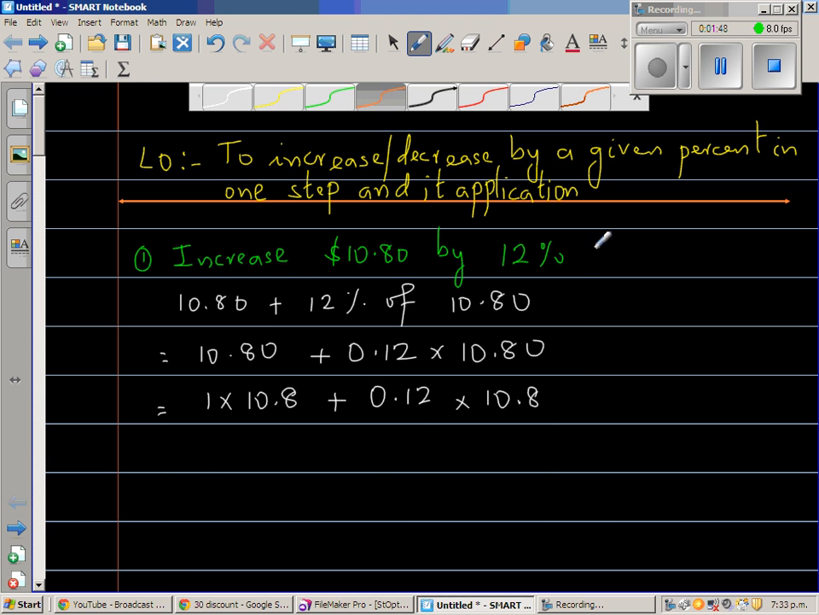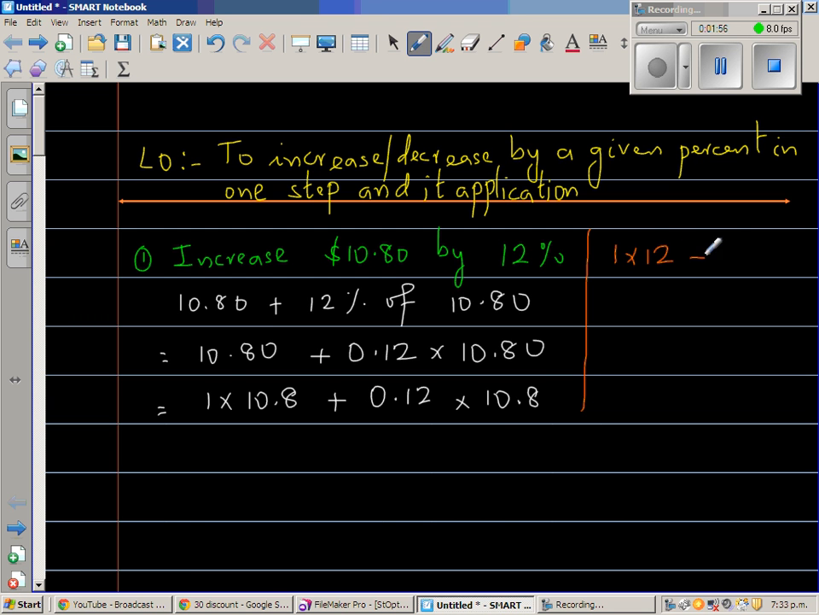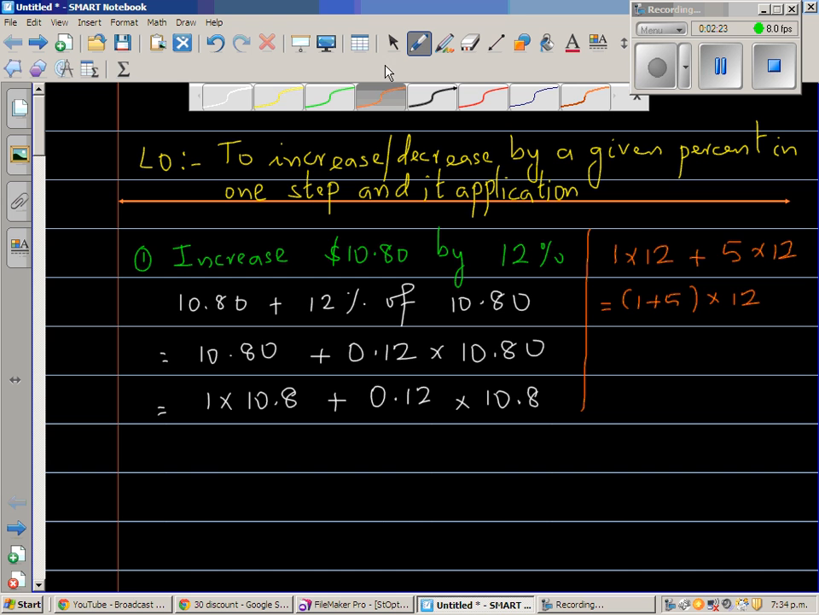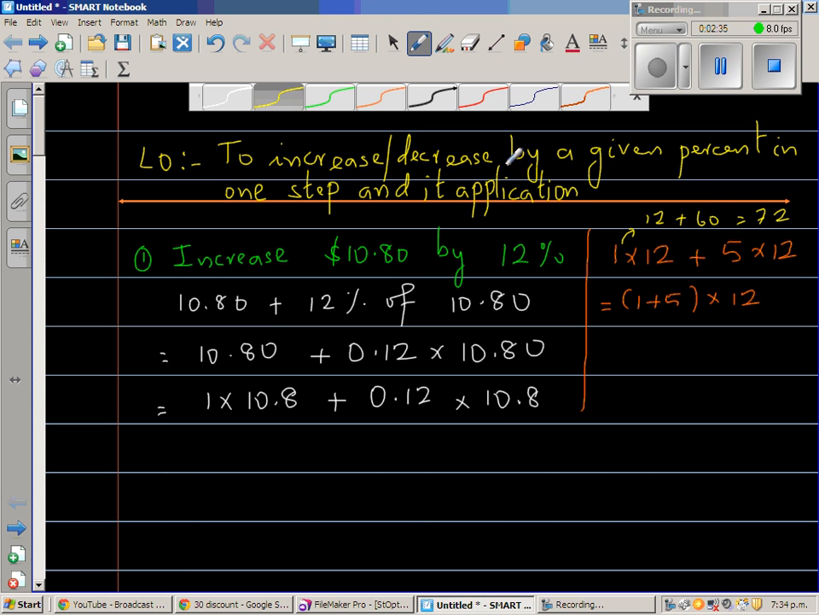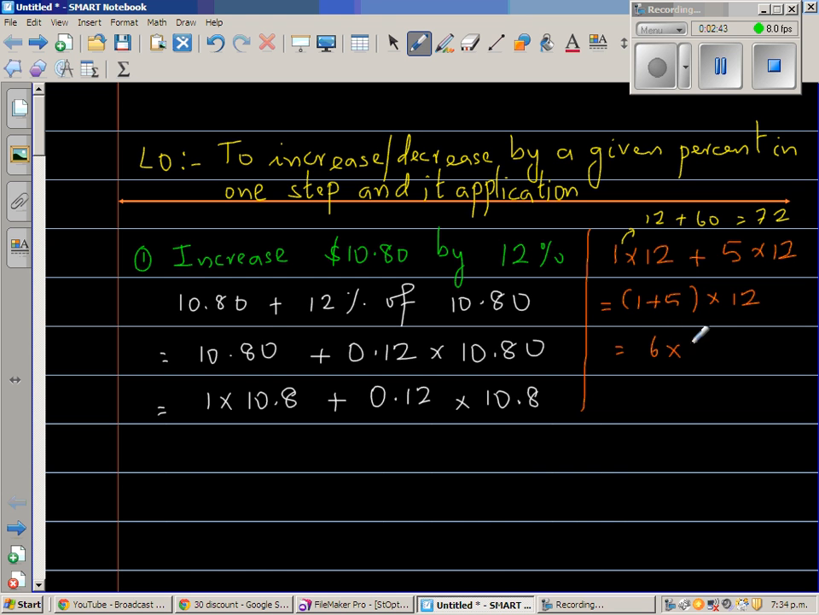I want to explain something as a side example. Suppose you have 1 times 12 plus 5 times 12. If you have learned the distributive property, that is the same as 1 plus 5 times 12. Let us think about this without that step. Using BEDMAS, this is 12 and this is 60, so 12 plus 60 is 72. This is without using the distributive property. Using the distributive property, I can say this is the same as 1 plus 5 times 12, which is 6 times 12, which is 72.